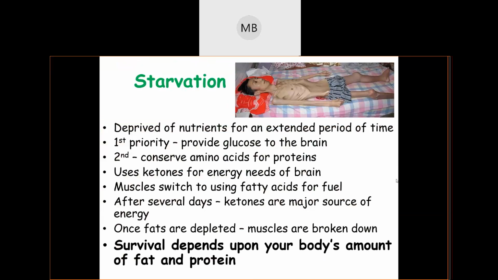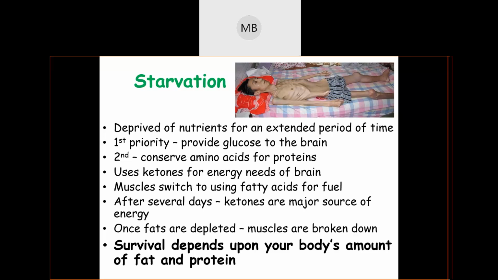Right. So during starvation, so extreme times of problems, you are extremely depriving your body of nutrients for an extended period of time. That's what starvation is. So the first priority your body goes through is you need to get glucose to the brain, right? The second priority is to conserve amino acids for proteins. So your body is going to try to conserve all of your sugar inevitably for your brain, and it's going to break down your fat to use as ketones for energy, right?